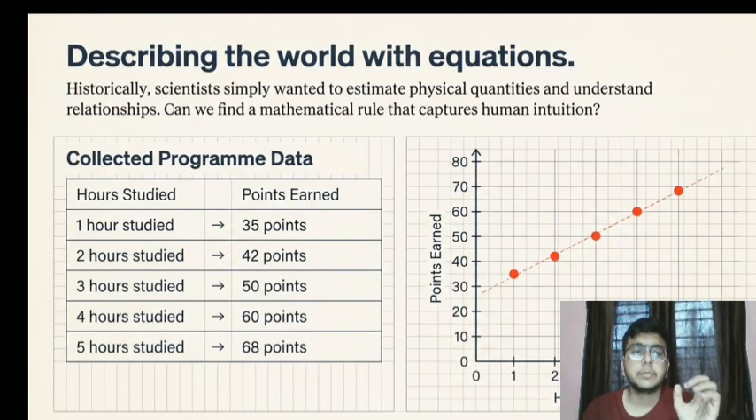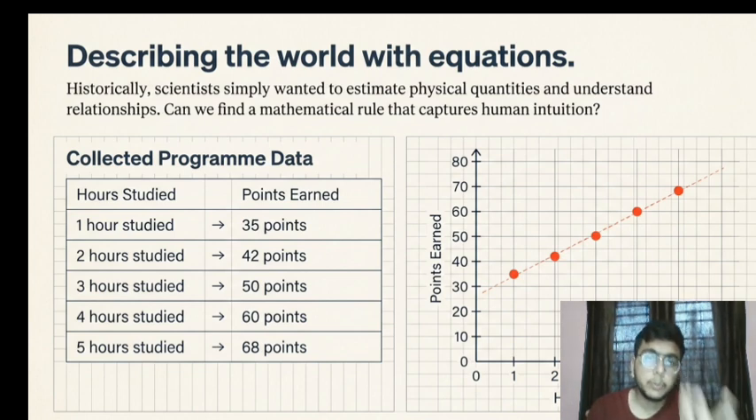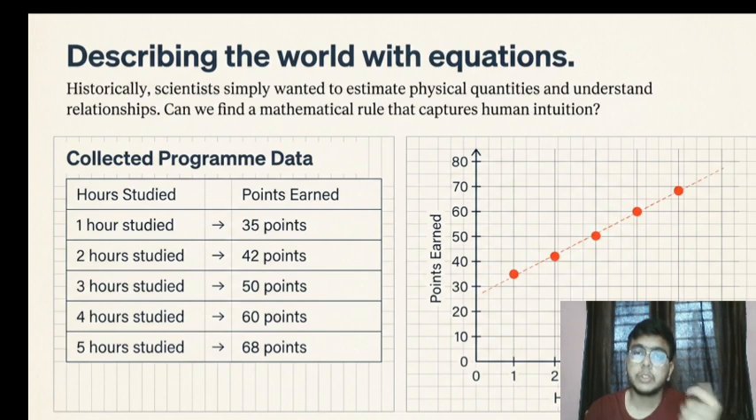Historically, scientists simply wanted to estimate physical quantities and understand relationships. Can we find a mathematical rule that captures human intuition? Let's say we have data of our study hours and points earned, meaning marks gained by students, or machinery running hours and the yield of product in a factory. With this kind of data, we want to capture a mathematical rule for this human intuition. That is the origin of linear regression.